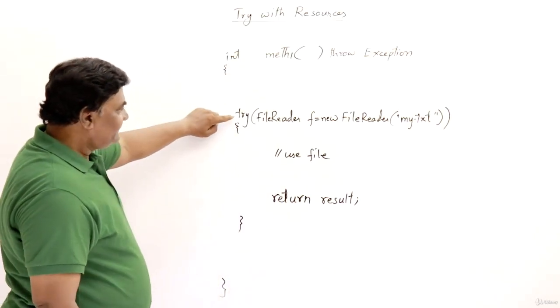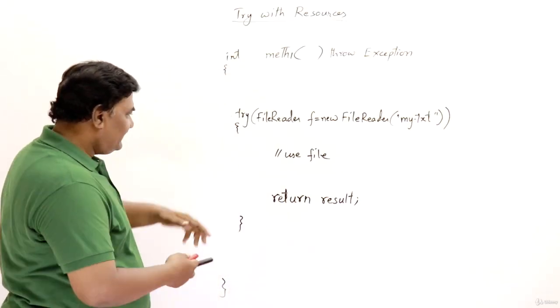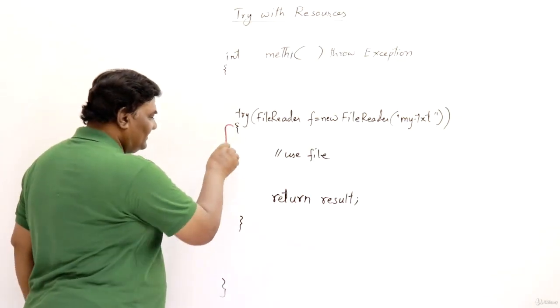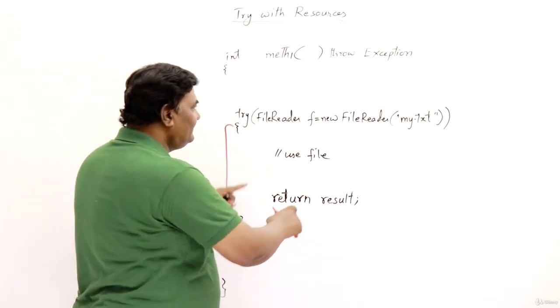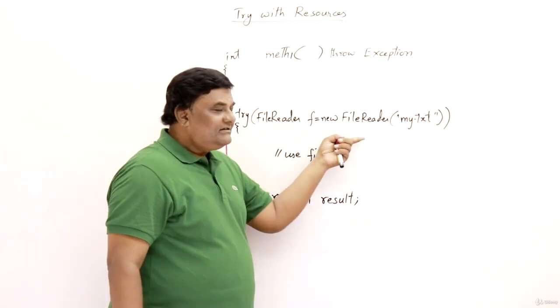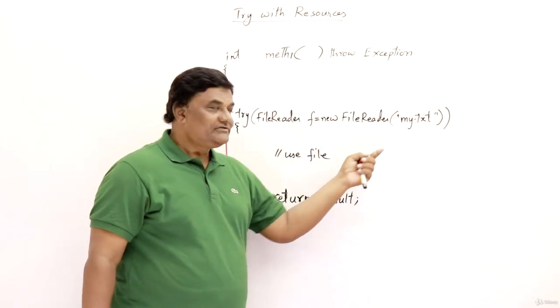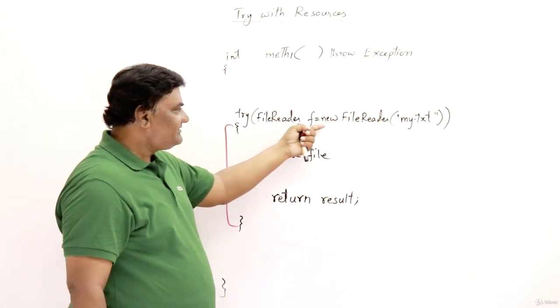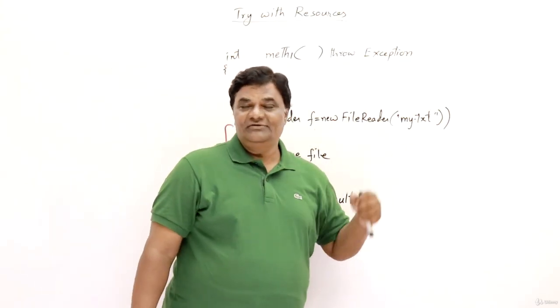See, this is a try block. This is the starting point and ending point of the try block. Along with the try, in the round braces, that is brackets or braces, we can create a resource here itself. So I am creating a resource, FileReader f = new FileReader. Here itself you can do.